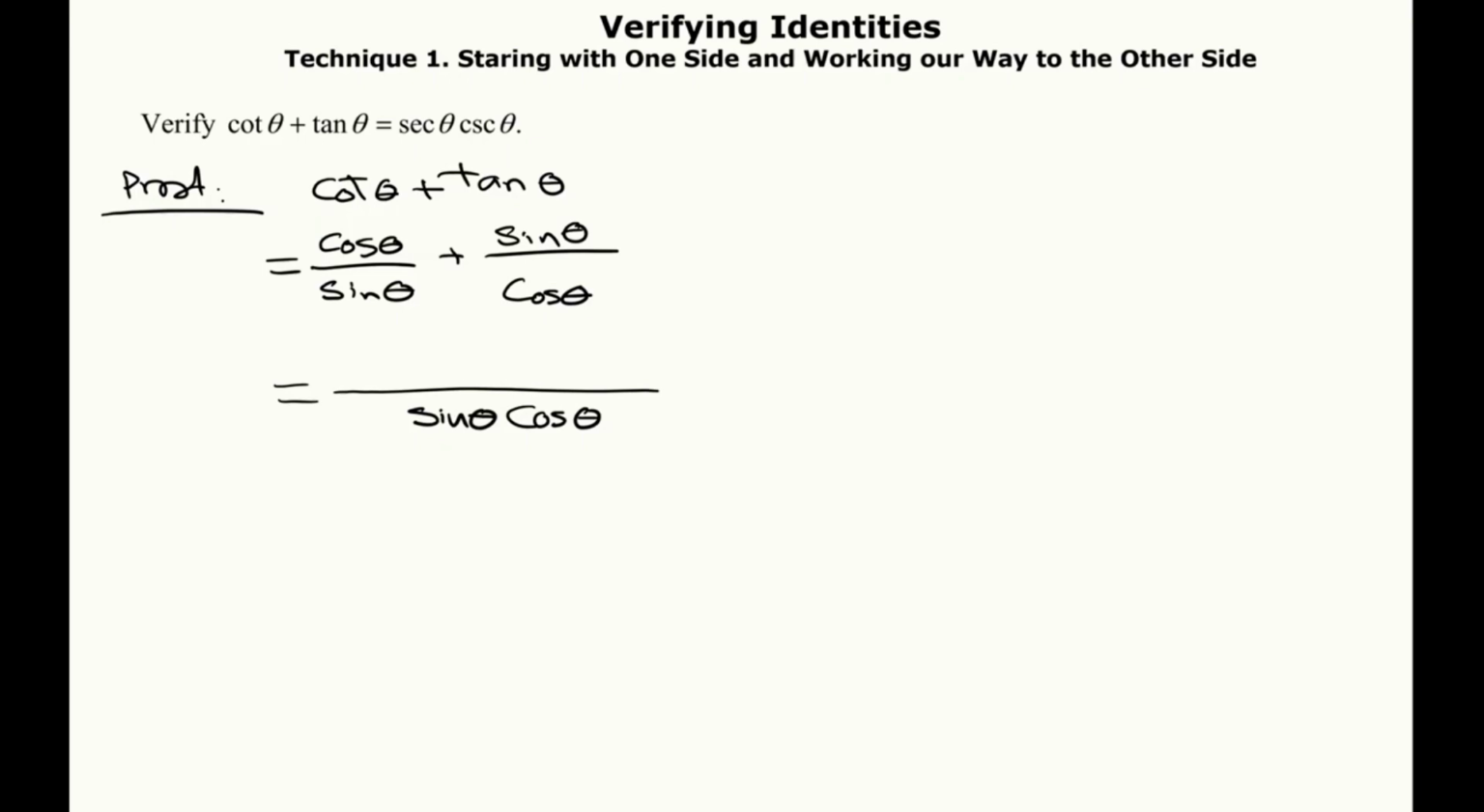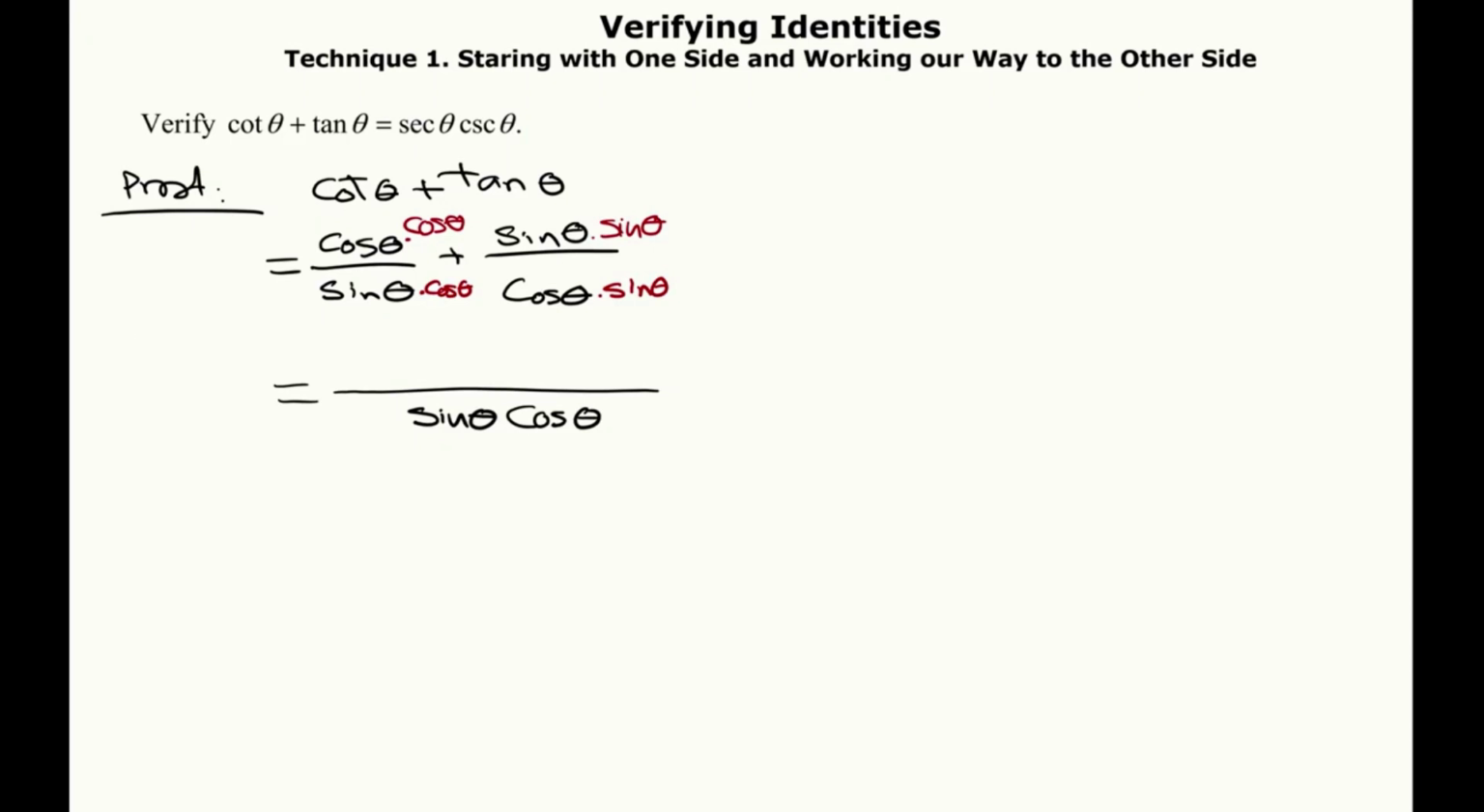And of course, for this first denominator to become the common denominator, we're going to have to multiply it by cosine theta, which means we have to do the same on the top. And for the second denominator to become the common denominator, we're going to have to multiply by sine theta, which means we have to do the same on the top.